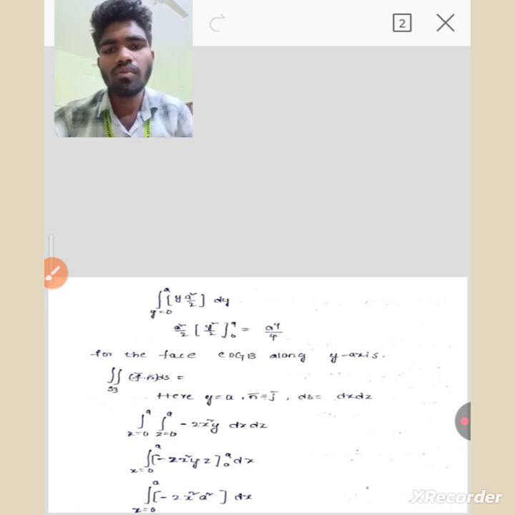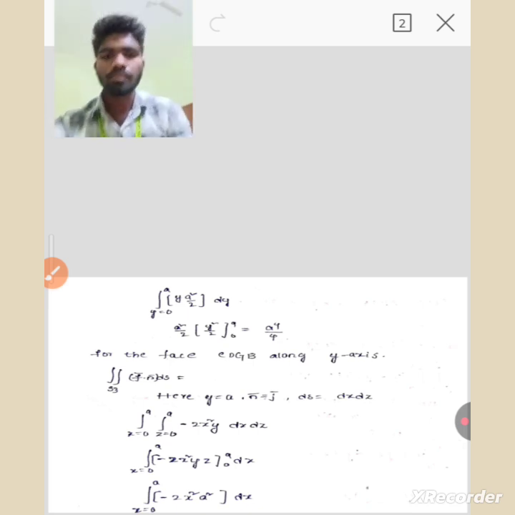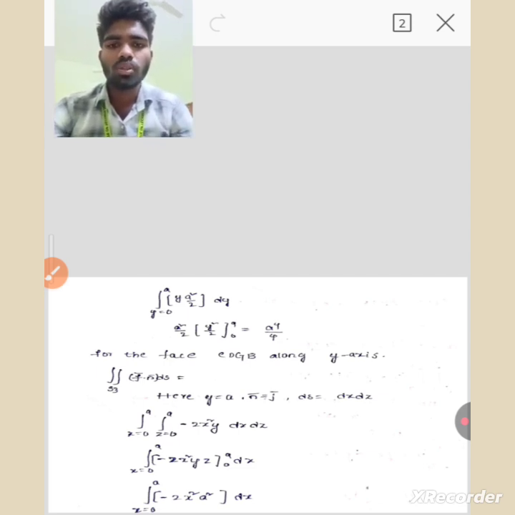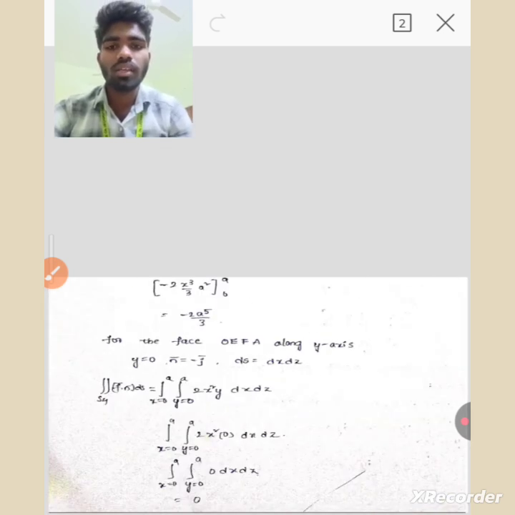From the face CDGB along the y-axis, here the integral over S3. Here y equal to a and n bar equal to j bar, dS equal to dx dz. Here x equal to 0 to a, z equal to 0 to a of minus 2x square y dx dz. Now we have to substitute the limits. After that, we get the integral for x equal to 0 to a of minus 2x square a square dx. Now we substitute the limits, and we get minus 2a power 5 by 3.